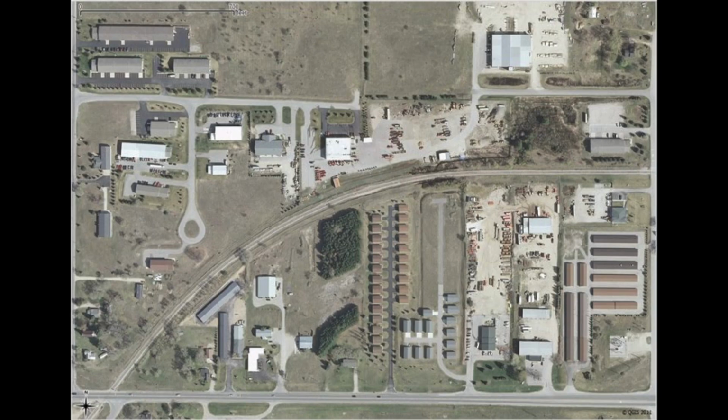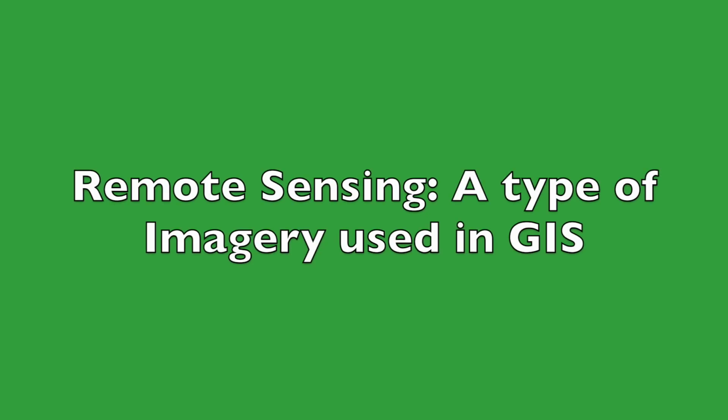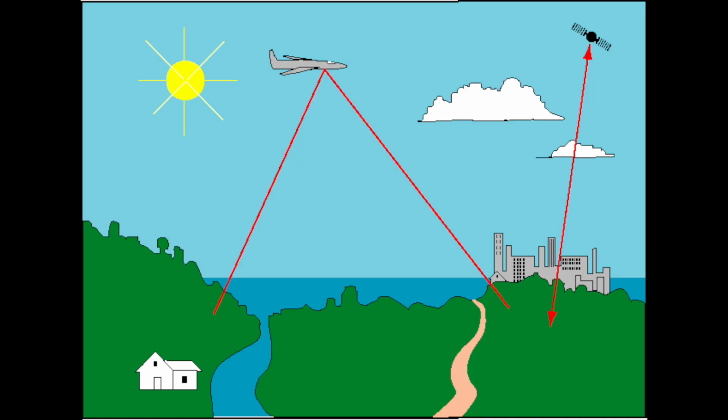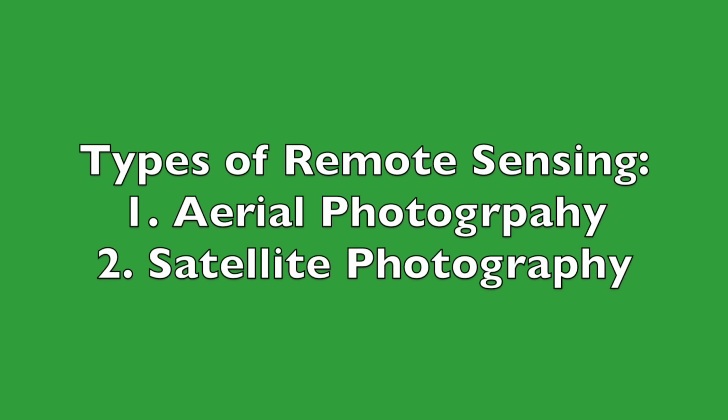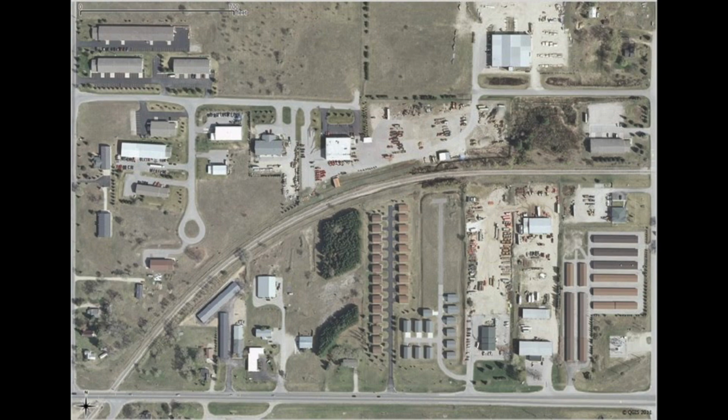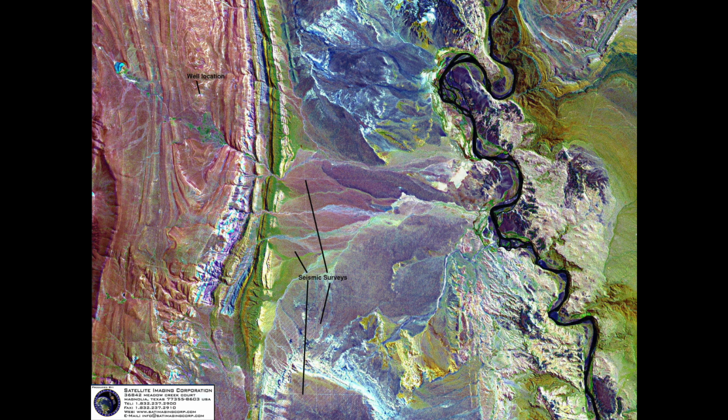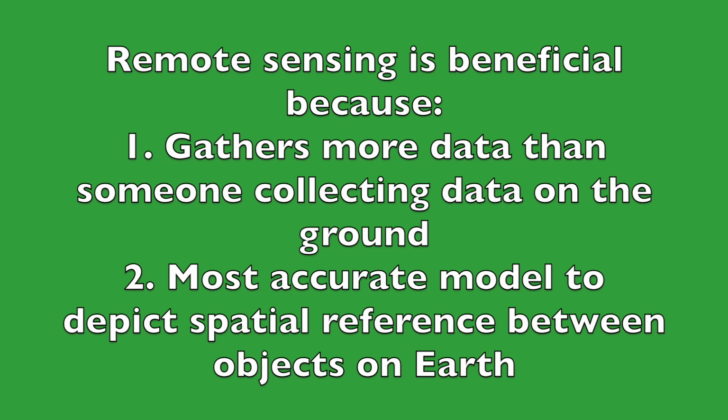Imagery. Imagery is a type of data that is used in the form of a photograph. Remote sensing is a method of imagery in which data is collected from a far distance away from the subject. Types of remote sensing include aerial photography and satellite imagery. Remote sensing is beneficial because it gathers much more data than someone collecting data on the ground. It is also most accurate, depicting spatial reference between objects on Earth.